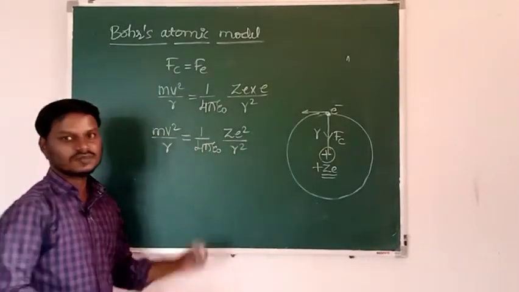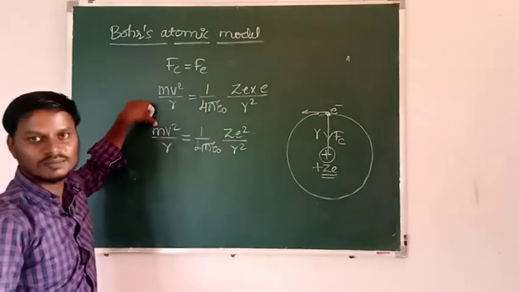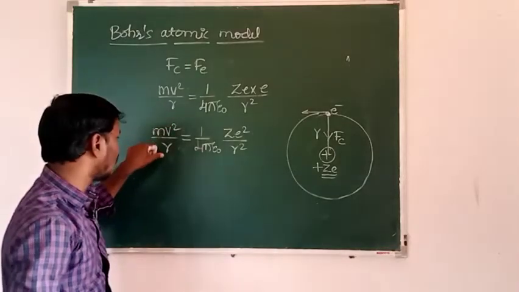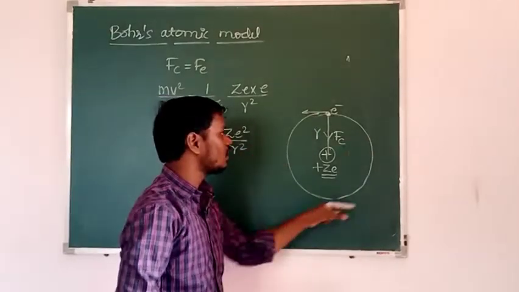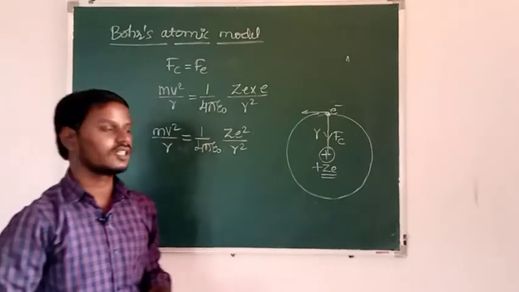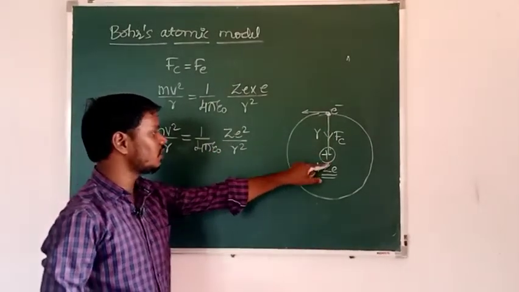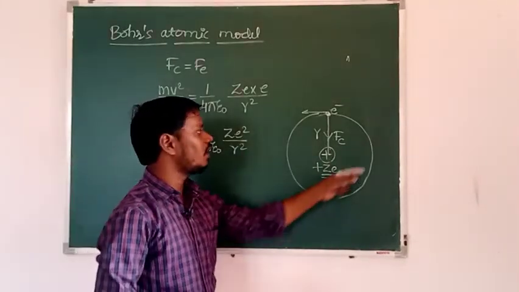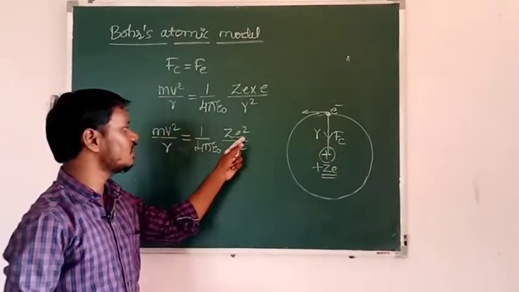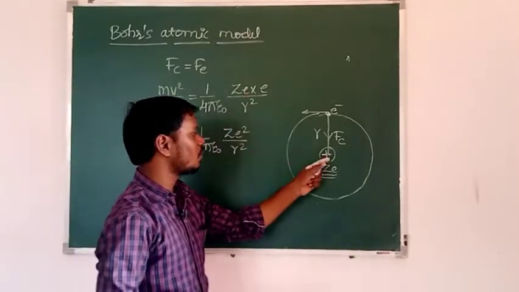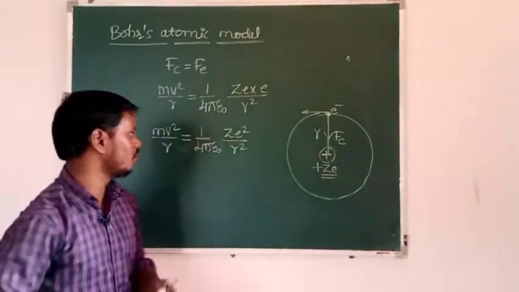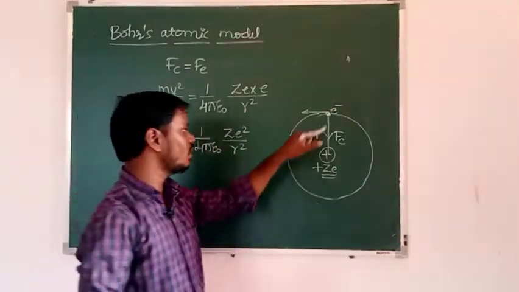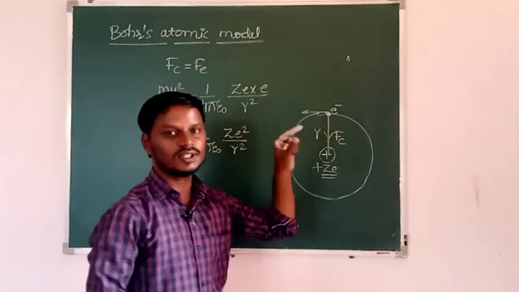So you have to know the terms here. What is m? m is nothing but the mass of the electron. What is v? v is nothing but the velocity of the electron. And r? r is the radius of the orbit in which the electron is revolving. And Z? Z is the atomic number of the nucleus, means atomic number of the atom. Then what is e? e is the charge on each proton and the charge on the electron. Okay, divided by r square. r square is again the radius of the orbit in which the electron is revolving.